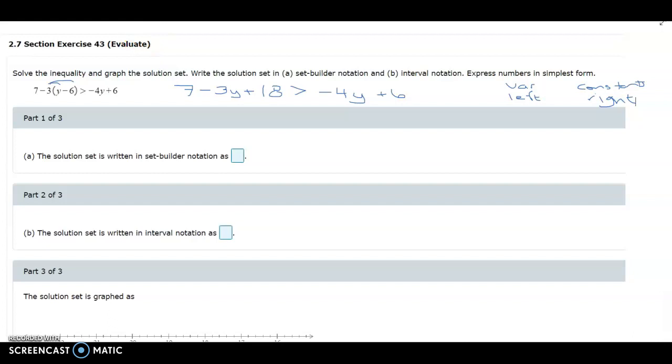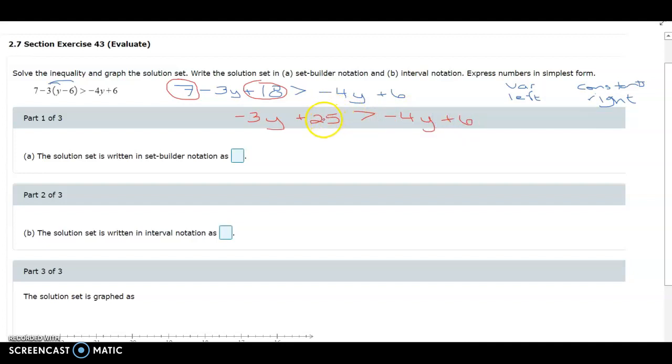So the next thing we see here is the 7. So the positive 7 can go with the positive 18. So that's going to give us negative 3y plus 25.